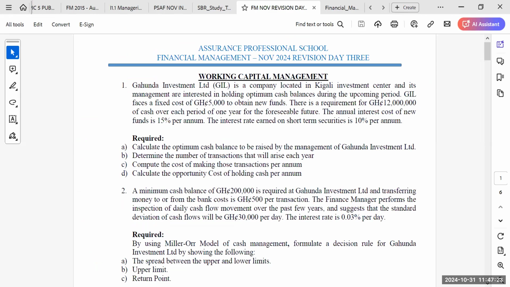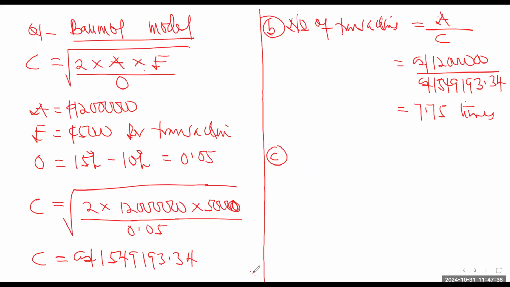What is the cost that we are incurring anytime that we are selling? 5,000. Okay, so you multiply the 0.75 by the 5,000. That is it. So it's just like finding what? The ordering cost. This is just like finding ordering cost, your order size multiplied by the cost per order.